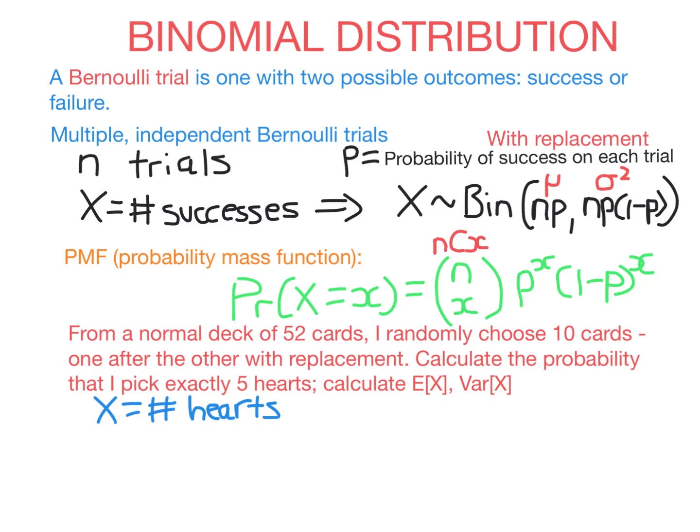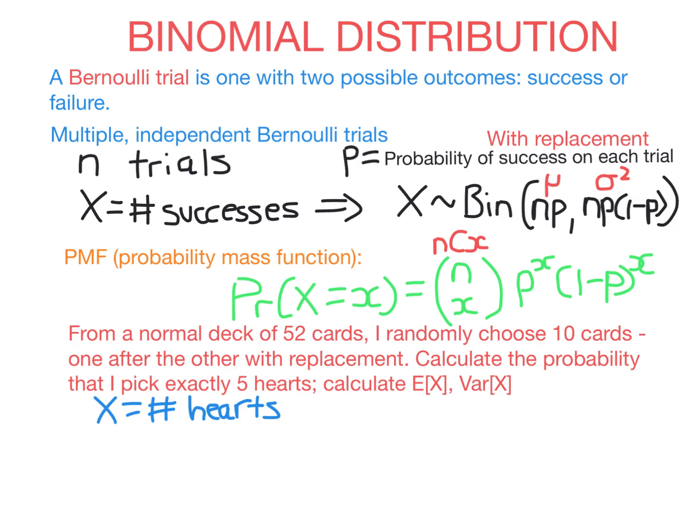Thank you so much for tuning into this video in which we will look at a special type of discrete distribution known as the binomial distribution. So the binomial distribution is the distribution that occurs when you have multiple Bernoulli trials. Bernoulli is just the guy who came up with it. So a Bernoulli trial has two possible outcomes, success or failure. When you perform multiple independent Bernoulli trials, you have a binomial distribution.